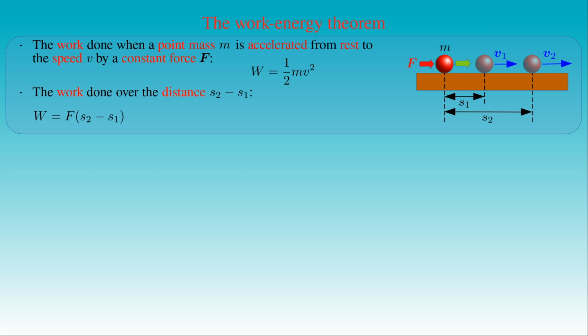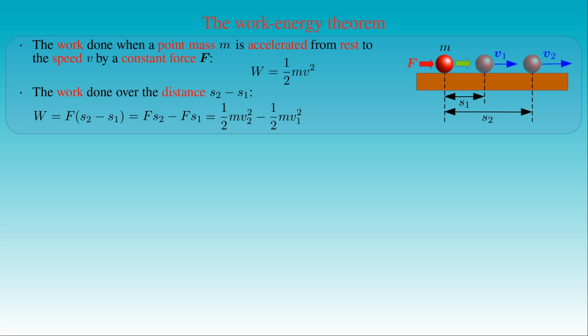The work W done on the point mass by the force F when it moves through the distance s1 minus s2 is equal to the magnitude of the force F times the distance s1 minus s2, or F times s2 minus F times s1, which is the difference between the works done on the point mass covering the distances s2 and s1 respectively. If we substitute the formula derived for the work into the two terms, we obtain 1/2 times the mass m times the square of the velocity v2, minus 1/2 times the mass m times the square of the velocity v1. In the result we can identify the quantities measuring the kinetic energy of the point mass when it is accelerated from rest to the speeds v2 and v1 respectively.